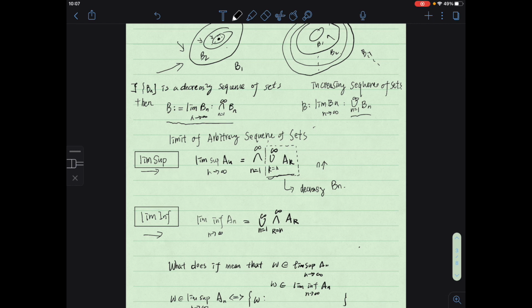And then for the lim inferior here, similar idea. We are taking the intersection of this n tail, right? And then as n gets larger, the intersection of fewer sets is actually getting bigger. So this is actually an increasing sequence of sets. We also call it Bn. So you're taking the union of an increasing sequence of sets.